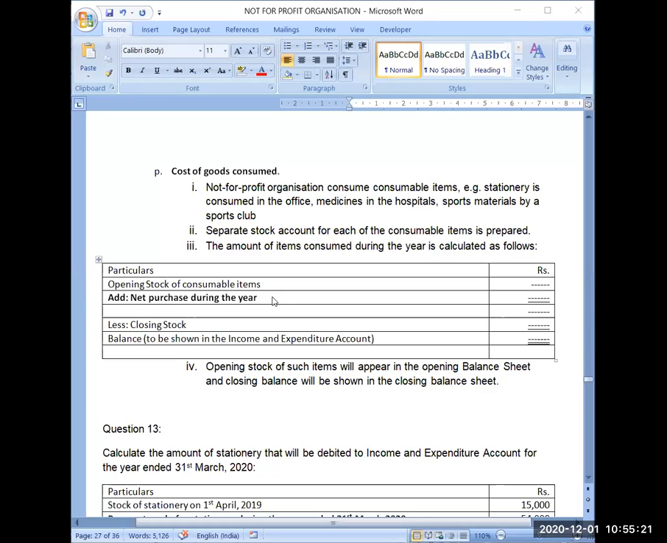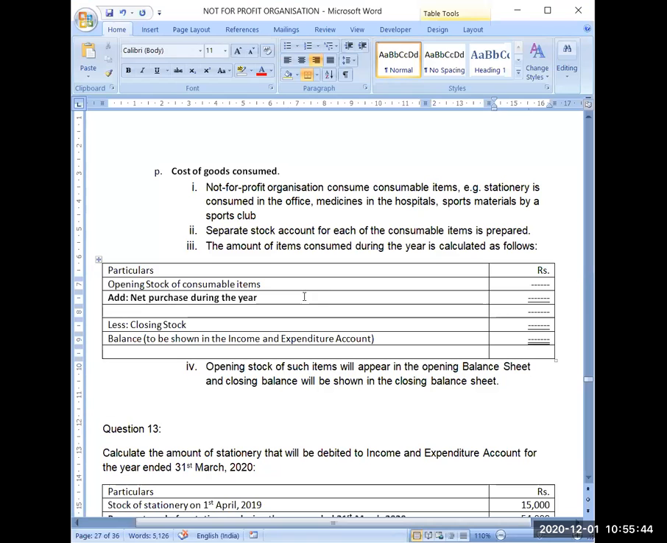Now how will you be calculating the cost of goods consumed during the year? It is almost the same as you were calculating cost of goods sold. There is also cost of goods consumed. The same way you will be calculating the cost of goods consumed. So whatever opening stock you are having for that particular article and whatever you have purchased during the year, both will be added. And out of that, if you deduct the closing stock value, obviously you will get how much you have consumed during the year.